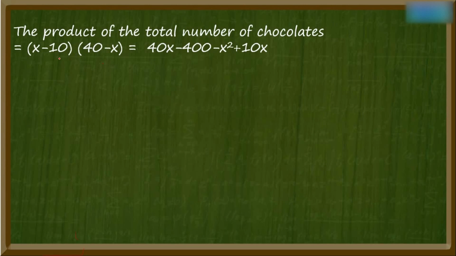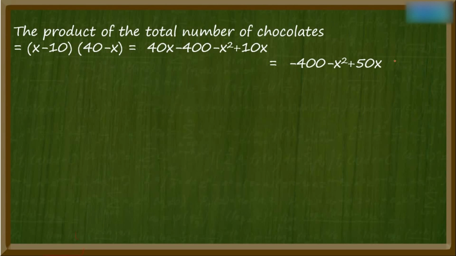x minus 10 will be the number of chocolates left with Amar, and 40 minus x will be the number of chocolates left with Avinash. What is x minus 10 into 40 minus x? I am multiplying the chocolates left with Amar and the chocolates left with Avinash. So x minus 10 into 40 minus x: first x into 40, 40x, minus 10 into 40, minus 400, again x into minus x, it is minus x square, minus 10 into minus x, it is plus 10x.